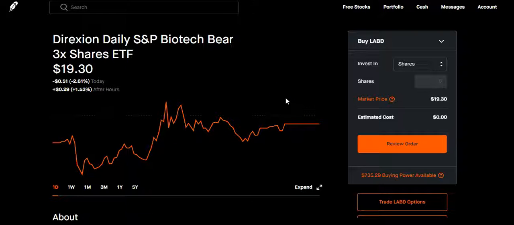That's the pattern day trader rule that basically says if you make 4 day trades within a given 5 days, they're going to mark you as a pattern day trader, and you'll only be able to use your cash position. You won't be able to day trade unless you have, I believe it is, 25,000 in your brokerage. All right.